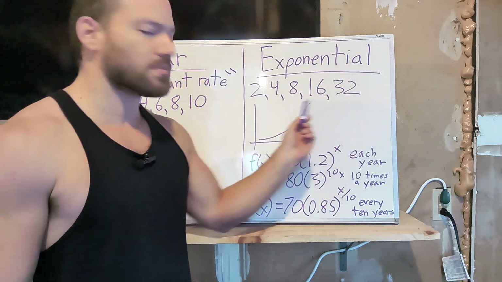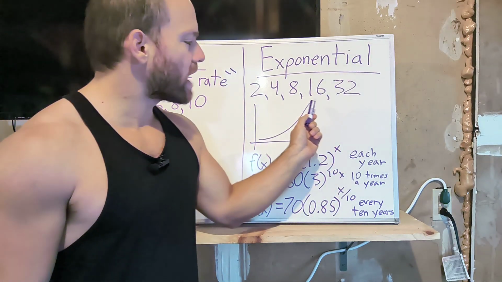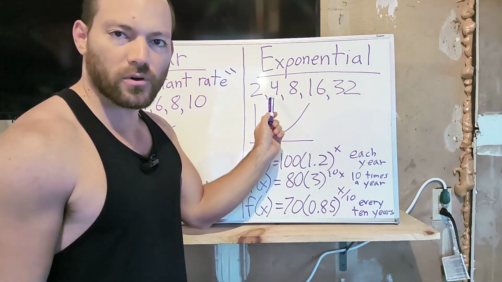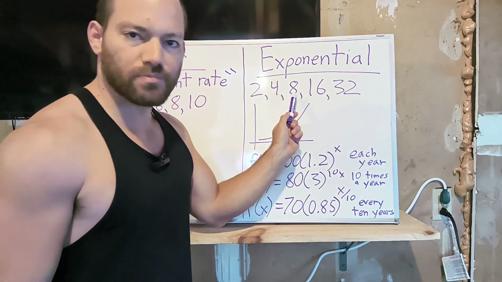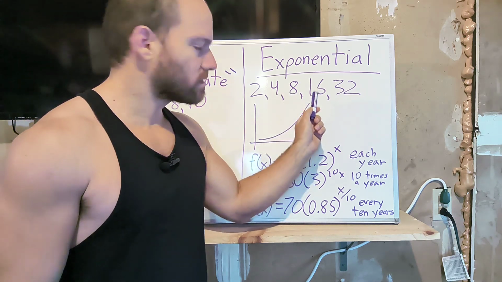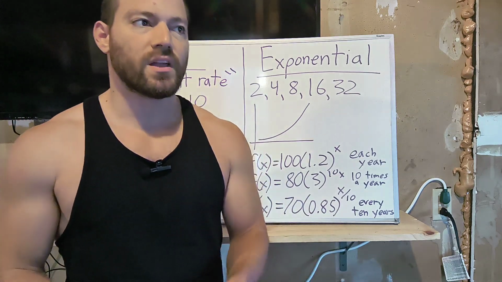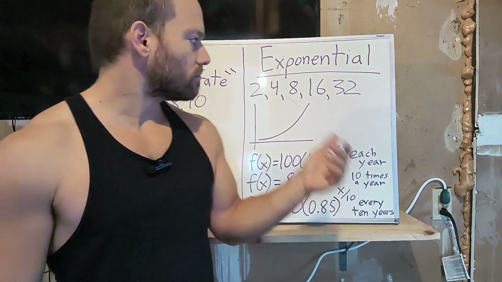So look at this. Got some sample numbers here: 2, 4, 8, 16, 32. As you can see, we go from 2 to 4, that's up by 2. Then we increase by 4. Then we increase by 8, and so on. So the amount that we're increasing by is also increasing. That's one way to look at it.